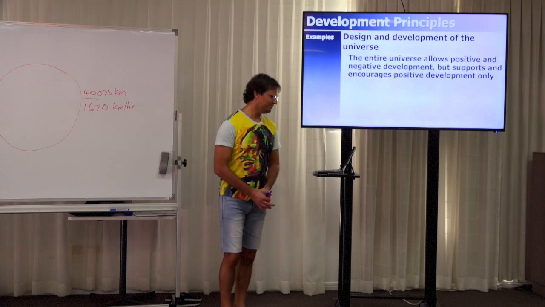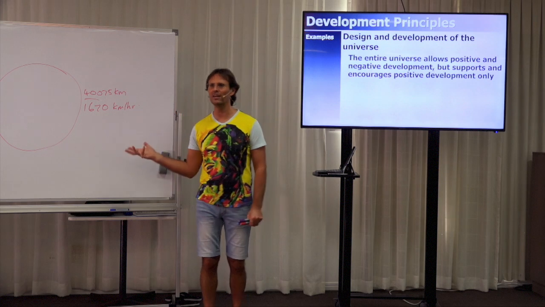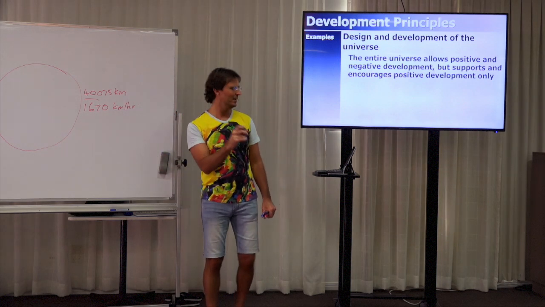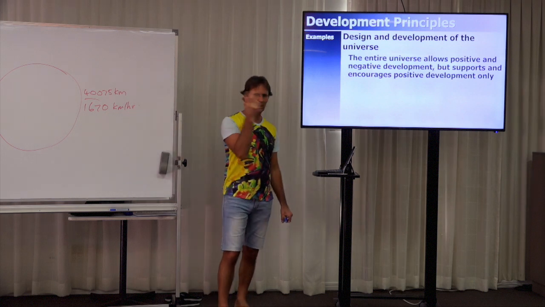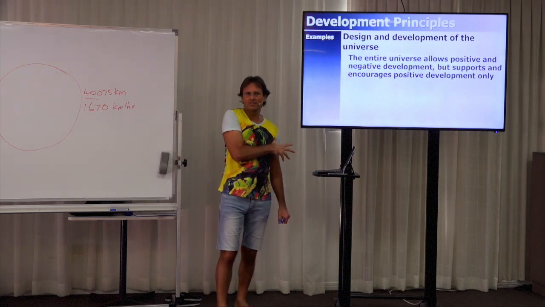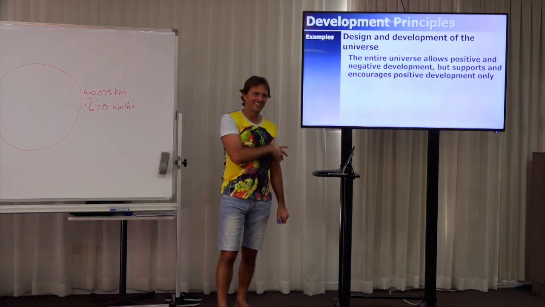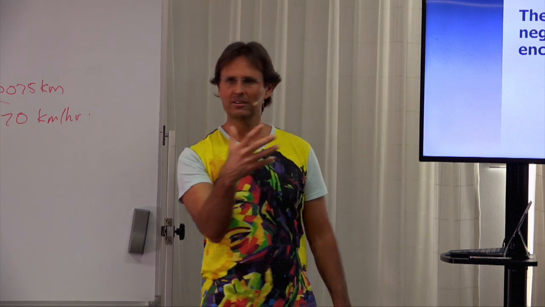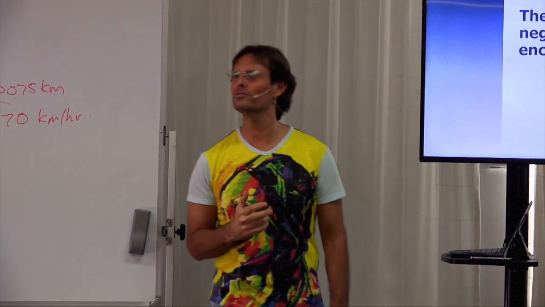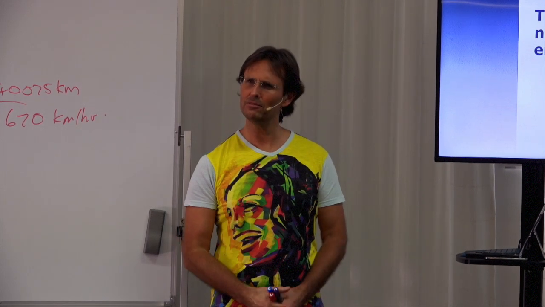So look at the universe. The whole universe supports positive and negative development. In other words, you can degrade in the universe or you can progress in the earth, but it supports and encourages positive development only. It allows negative development, allows degradation, but it doesn't support it. It only supports positive growth. It only allows negative based on the choices of the human, of course, because we're the only free will being. Does that make sense to everyone?